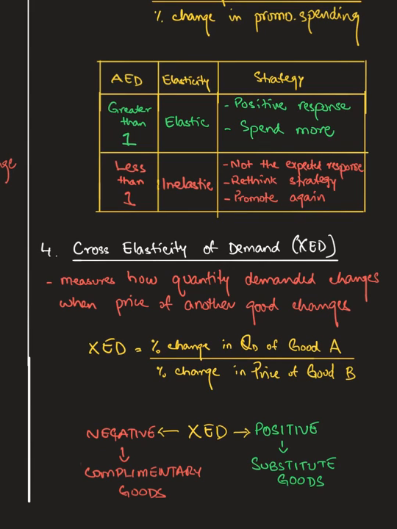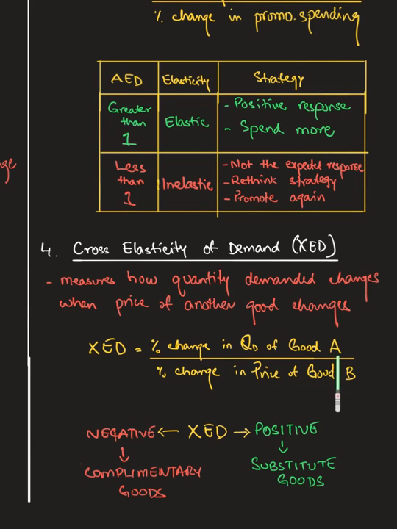So cross elasticity, which is known as XED, is the percentage change in quantity demanded of good A divided by the percentage change in the price of the other good. When you plug in the numbers, your number will either be positive, meaning more than 0, or negative, less than 0. If it's positive, that means those goods are substitutes of each other. Examples would be Coca-Cola, good A, and Pepsi, good B.